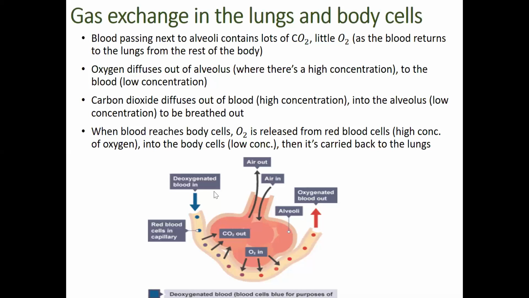The pressure difference is almost 104 millimeter Hg within this alveolus, and within the bloodstream the pressure of oxygen is around 40 millimeter Hg. So that's why oxygen can easily diffuse from the alveolus to the bloodstream.